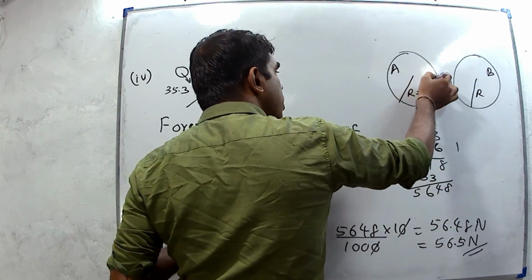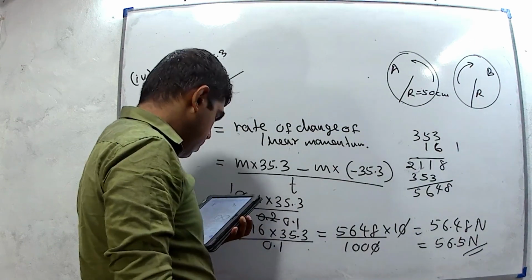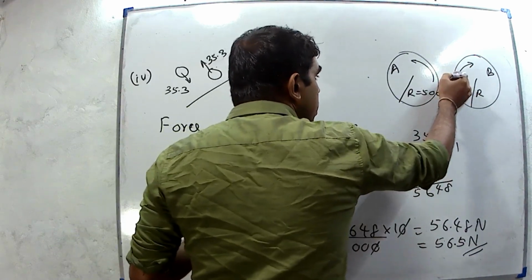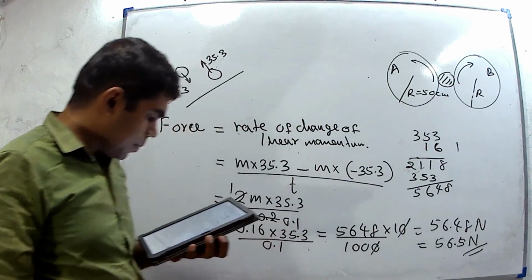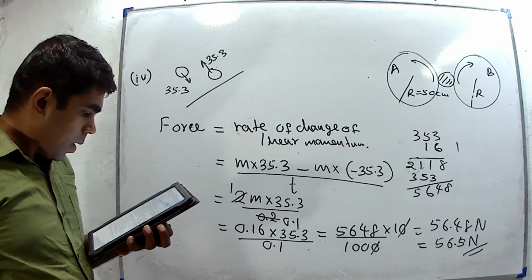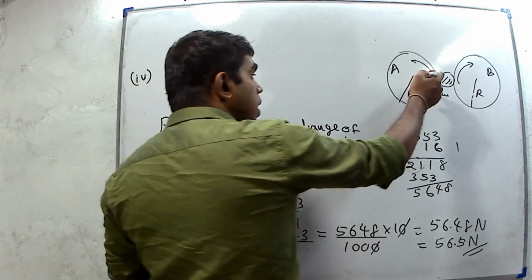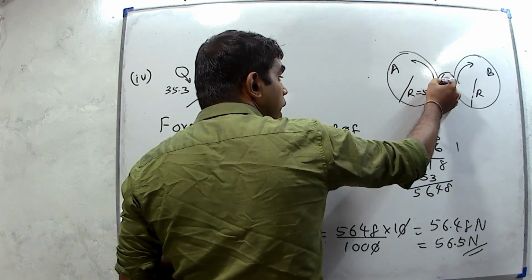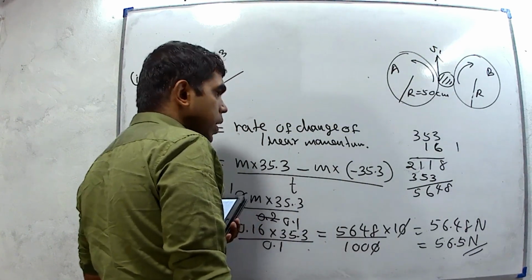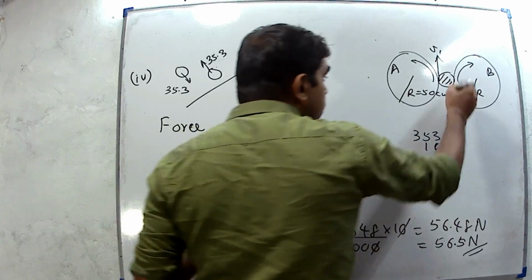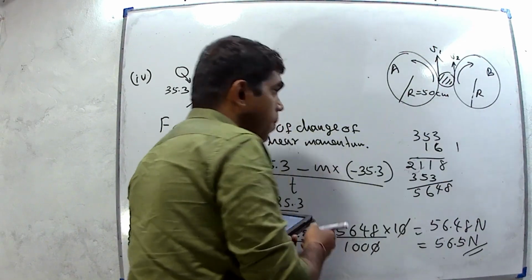And this one is rotating to this side and this one is rotating to this side. The ball is between the A and B wheels, and due to the rotation of A, the ball obtains V1 tangential velocity, and V2 tangential velocity due to rotation of B.